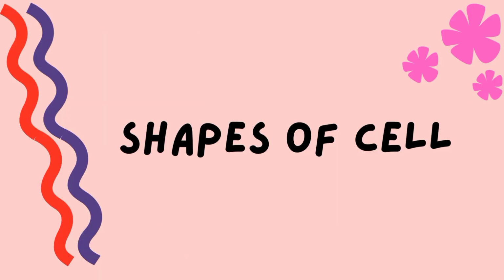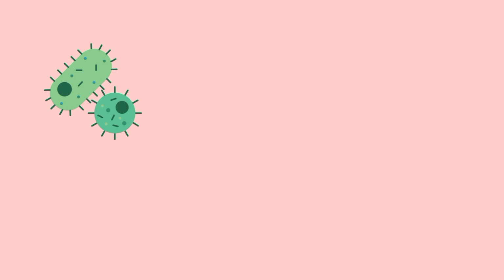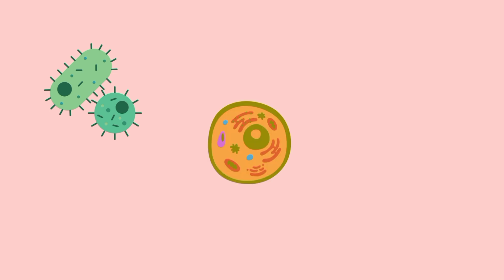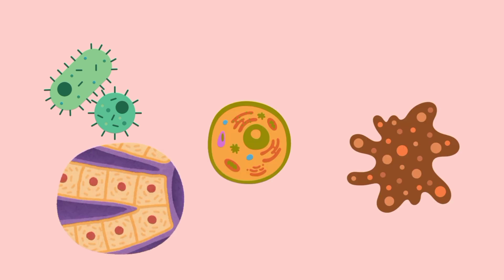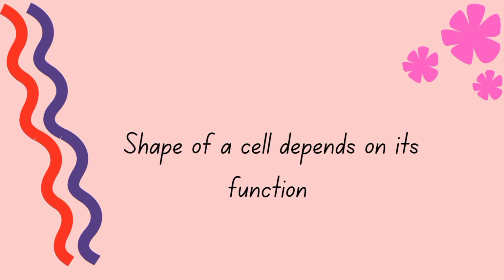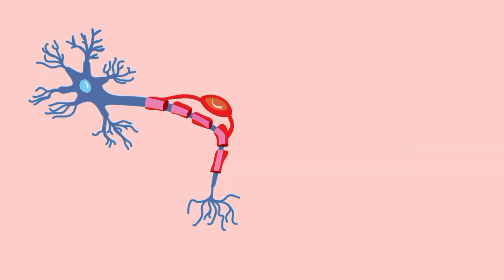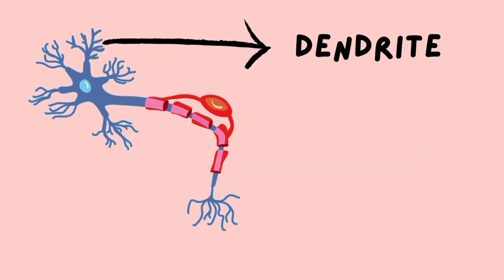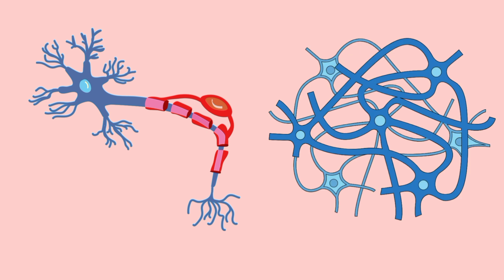Plant and animal cells have varied shapes such as oval, spherical, polygonal, irregular shapes, etc. In general, the shape of a cell depends on its function. A nerve cell is long and has many thread-like projections called dendrites, so that it can receive messages from other nerve cells and transfer them.